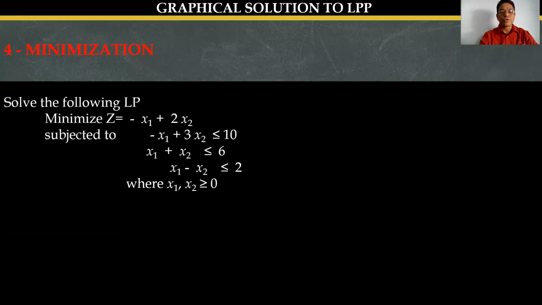We'll now move on to the fourth sum, and the fourth sum is of minimization type. So we'll quickly see what this sum is. If you have noticed here in the objective function, for the first time we have seen a minus for a decision variable. So this decision variable is not minus. This decision variable's coefficient is minus.